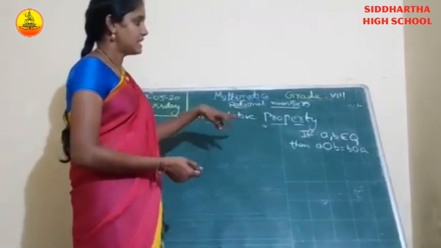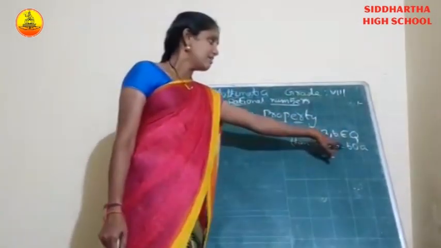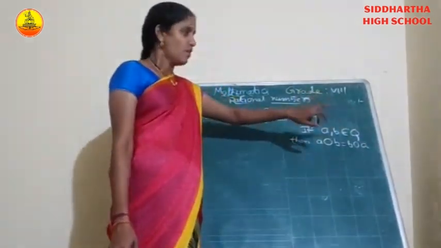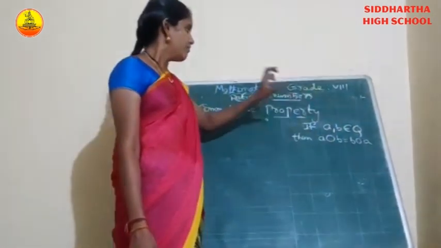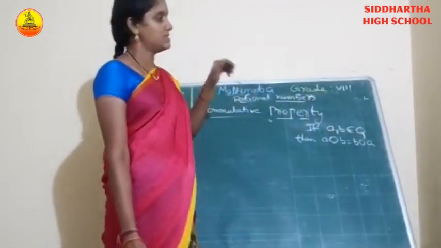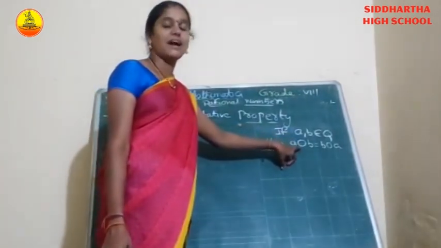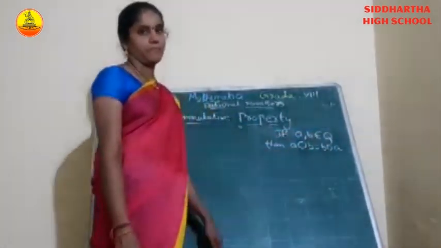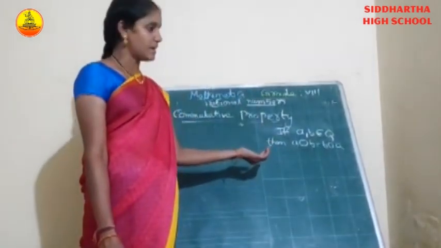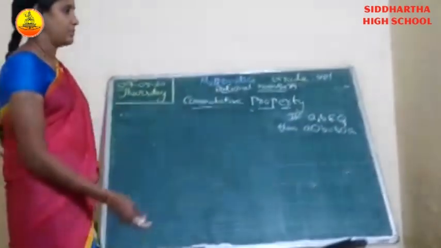Remember it like this, children. If A comma B are two rational numbers, then A circle B is equal to B circle A. What is the circle here? In the place of circle you take whichever operation is given. For example, under addition you take the plus symbol: A plus B is equal to B plus A. If you are discussing subtraction, you write A minus B is equal to B minus A.